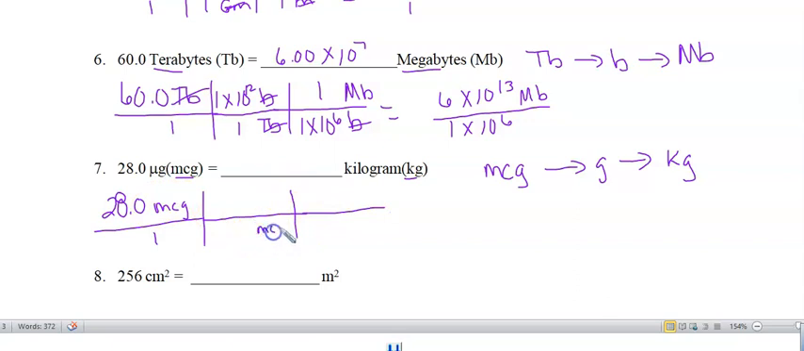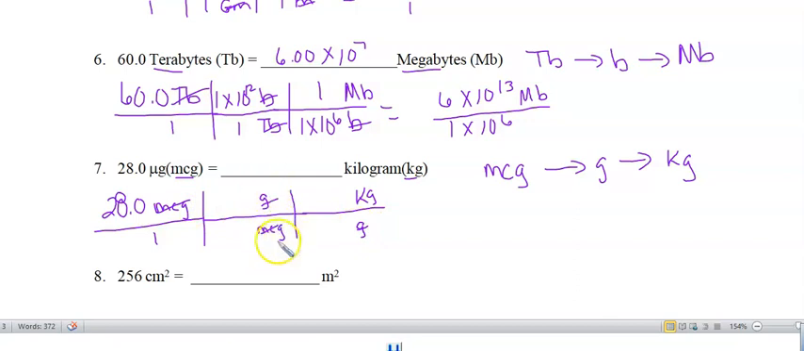Microgram is going to come down. Where am I going to go? From microgram, I'm going to go to the base unit, gram. Do I want gram? No. So gram's going to come down, and from gram I can go to kilograms. These are going to cancel. Those are going to cancel. Ready to put some numbers in, going from the chart there.